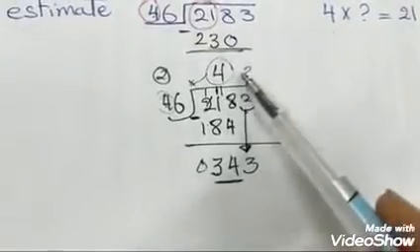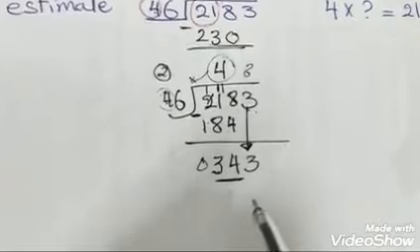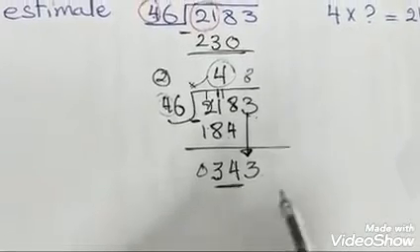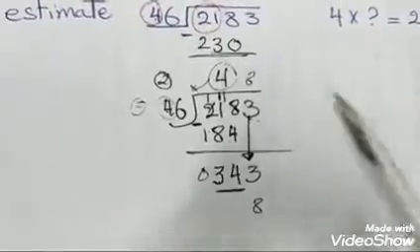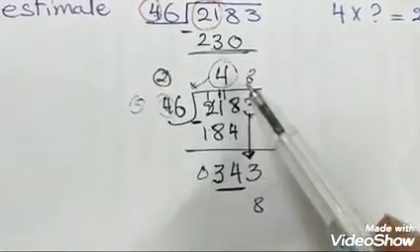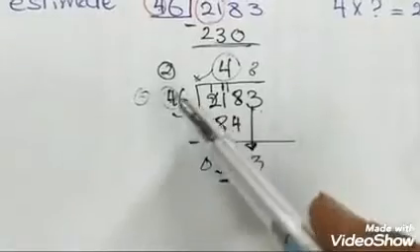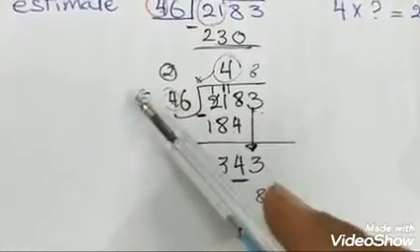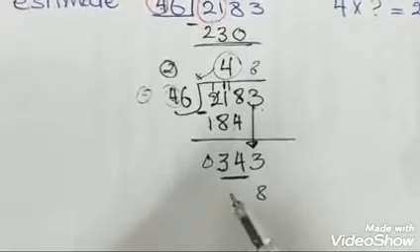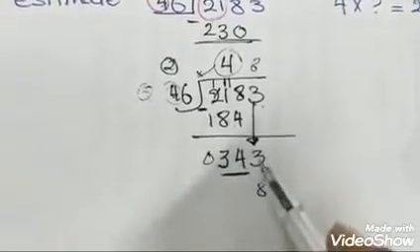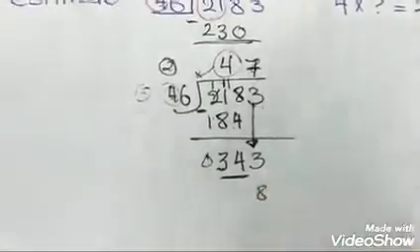8 times 6, I will have 48. 8 and have the 4. Then 8 times 4 equal 32. 32 plus 4, it will be 36. 36, it means 368. It's already greater than 343. So I will have to replace the 8 with a 7.